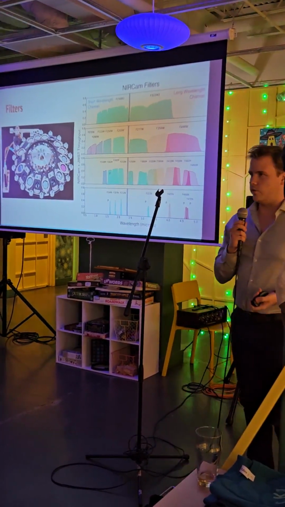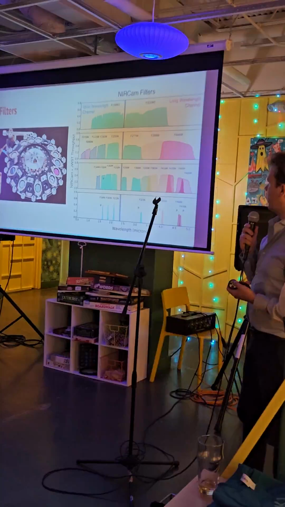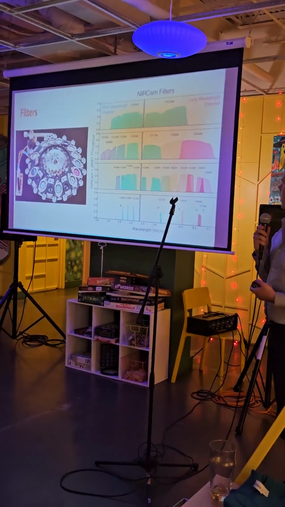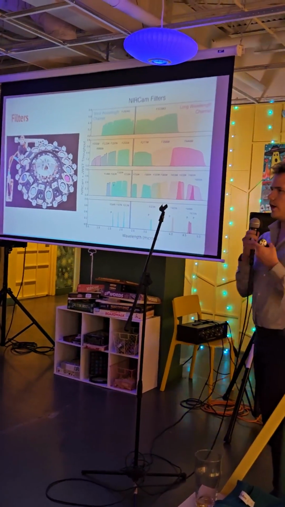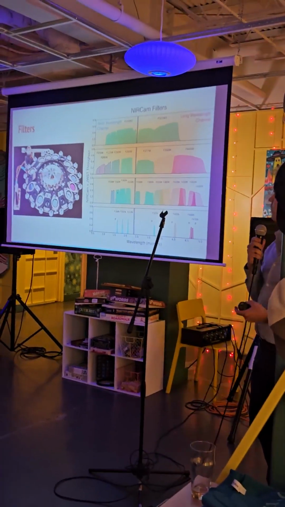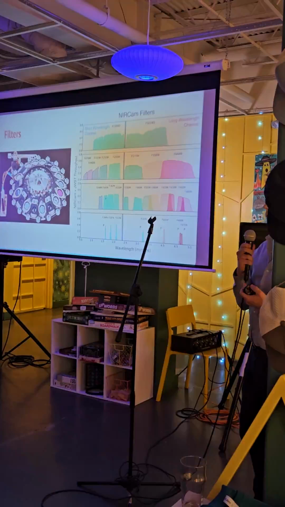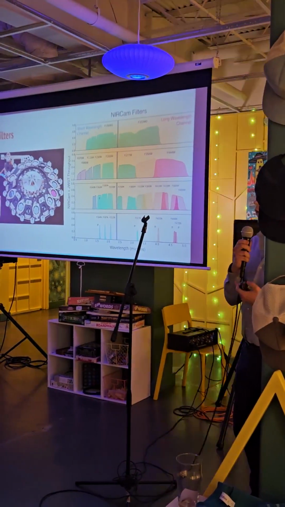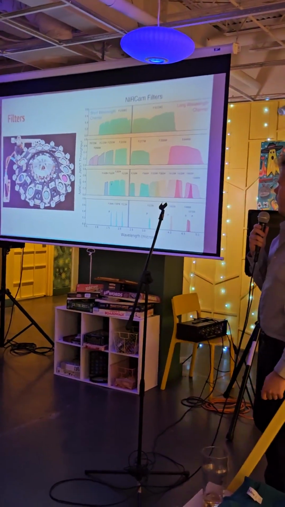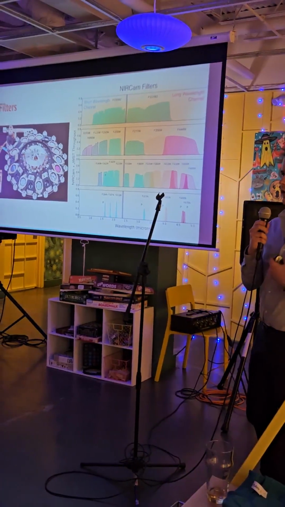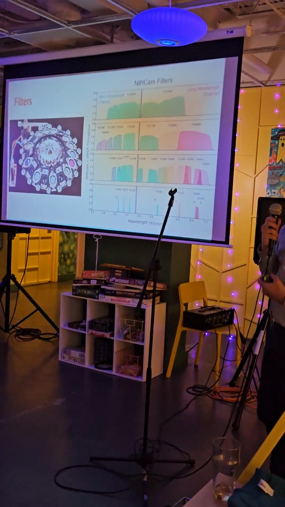And we call these narrowband filters. And there's different scientific reasons why you want to do this. So the filters on the top, those wideband that let in all those different colors of light, you might want to just take a normal photo of a galaxy, something that we might be able to see with our own eyes.